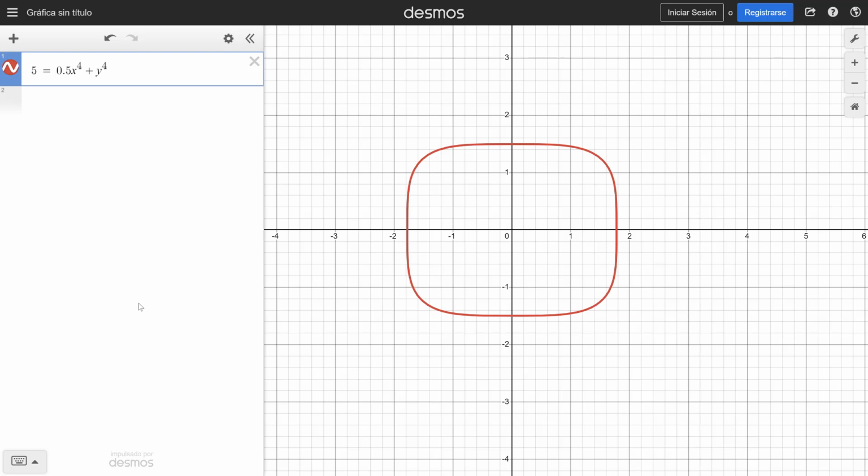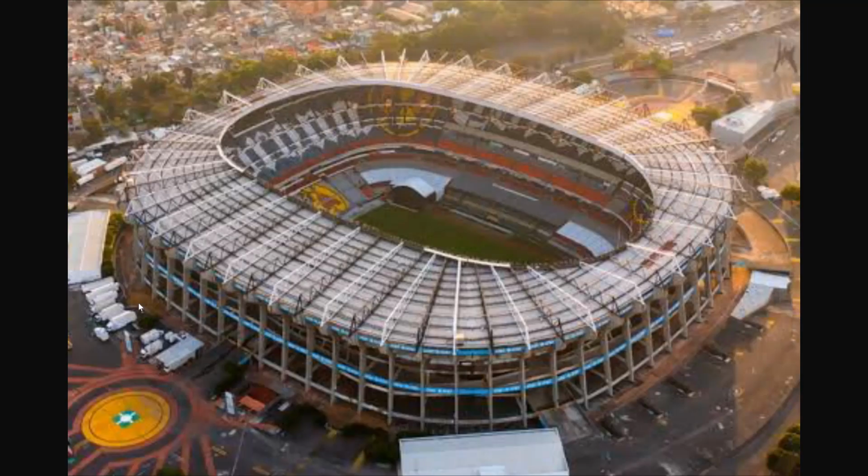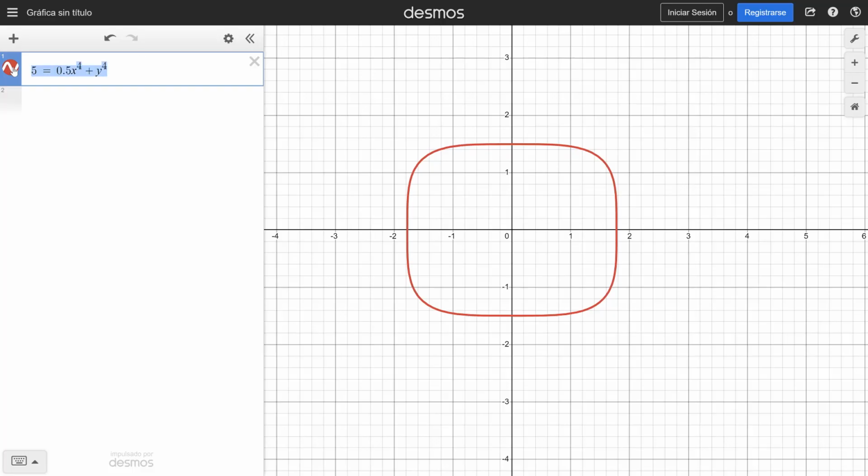For those of you that are fans of football soccer, this is the same shape that inspired the shape of the Azteca Stadium in Mexico City. It is a hyperellipse. So let's start with this equation, and let's see if we can implement it using Python.